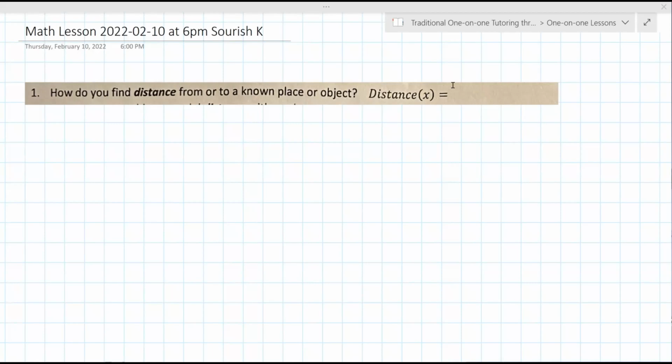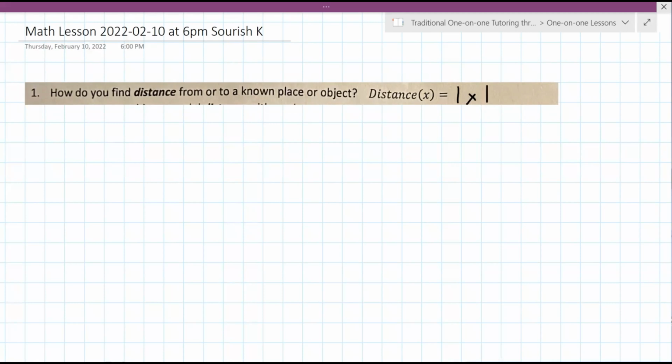Okay, so I think the instructor here just wants you to put in the absolute value function. I guess this is a little bit awkward because it's not very clear what exactly they want, but we'll give it our best guess here.